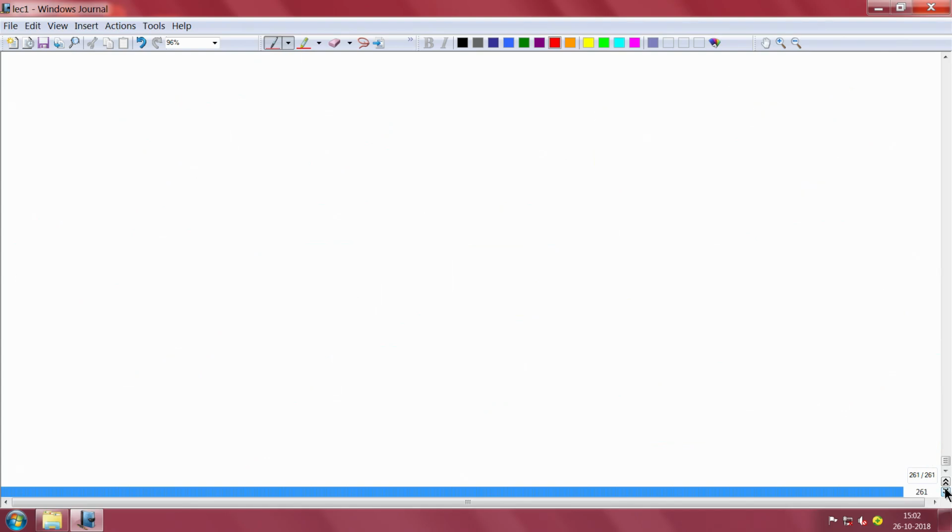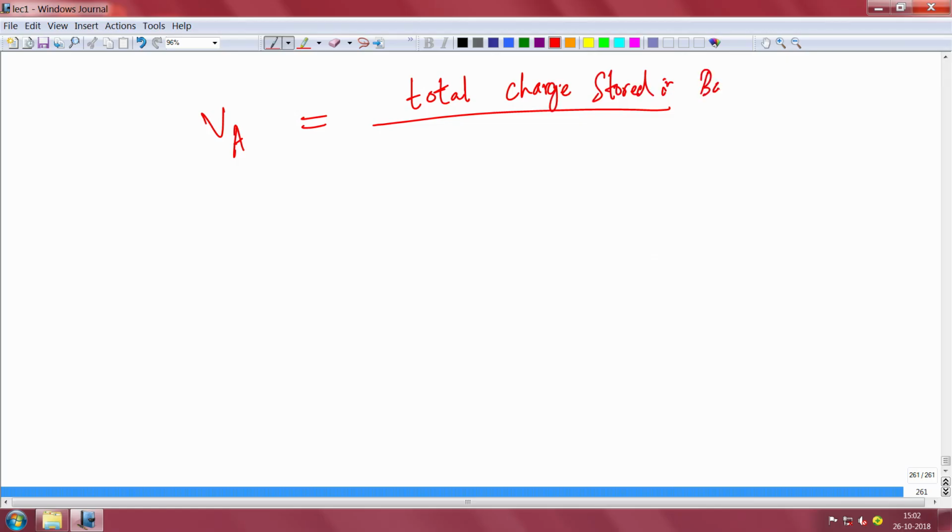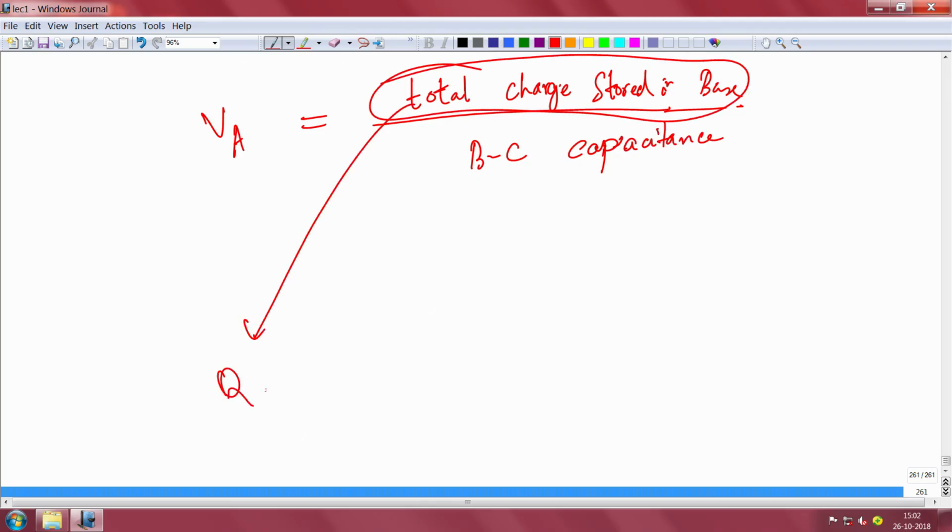this VA can actually be mathematically expressed as the total majority charge stored in the base, divided by the base collector capacitance. Now the total majority charge stored in the base can be called QG, and that is basically your doping, the majority doping that you have over the entire base width, 0 to WB. This is almost equal to NAB times WB for a uniformly doped base.